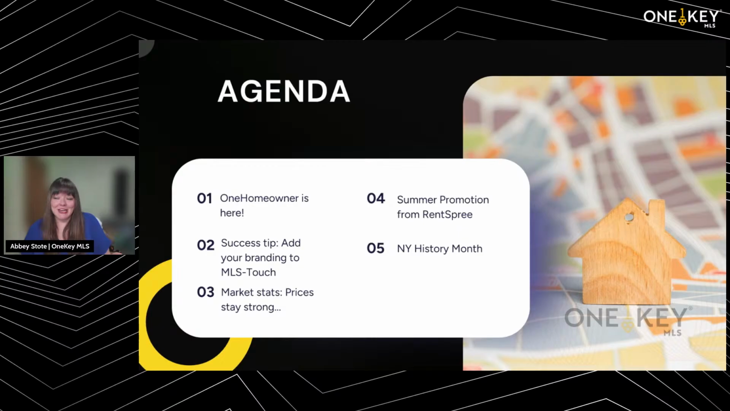So on today's agenda here, we'll be touching upon One Homeowner, which is a new awesome tool that we have available to all our OneKey subscribers. We'll do a success tip using your MLS Touch app. Some market statistics and a little update on how the market is going right now in our service area. A summer promotion with Rent Spree, which is coming to a close, but you still have some time to get that if you're interested. And we'll be touching upon a little bit of New York history, since that's the theme for this month. Moving right along.